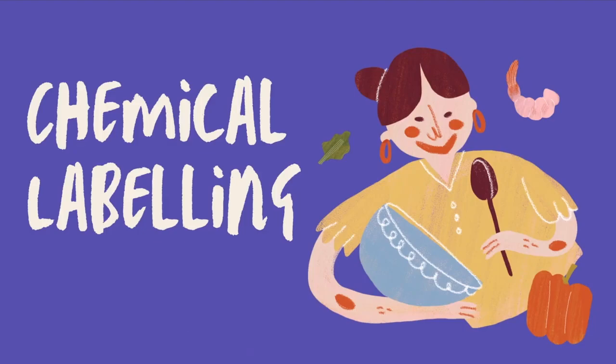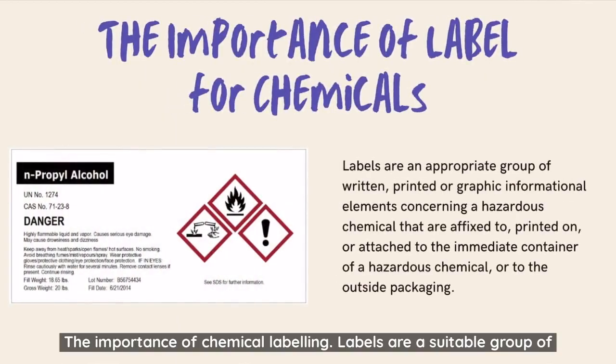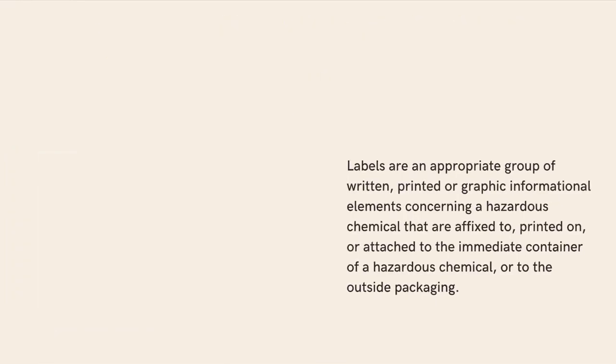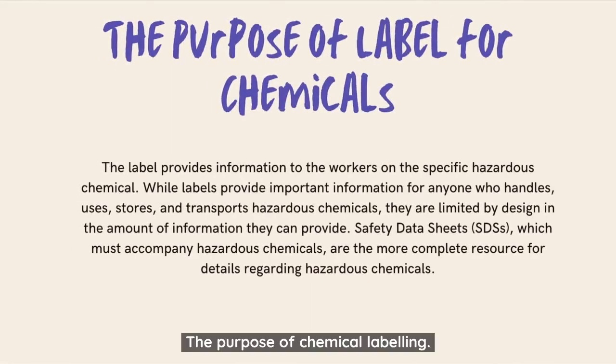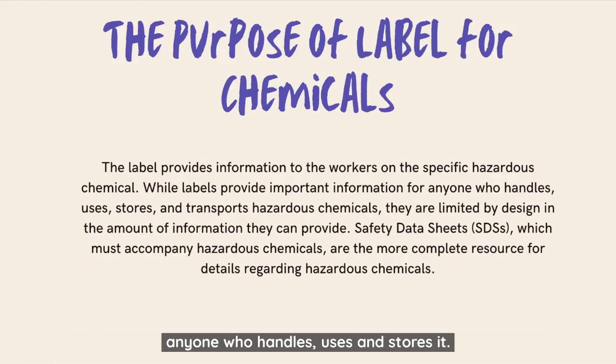Chemical labeling. The importance of chemical labeling. Labels are a suitable group of written, printed, or graphic informational elements about the chemicals that are printed on the outside of packaging. The purpose of chemical labeling. The label provides information regarding the specific chemical for anyone who handles, uses, and stores it.